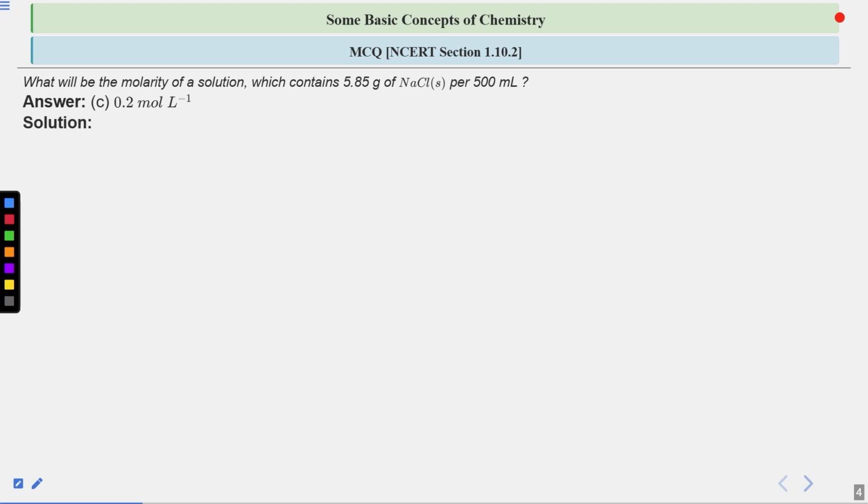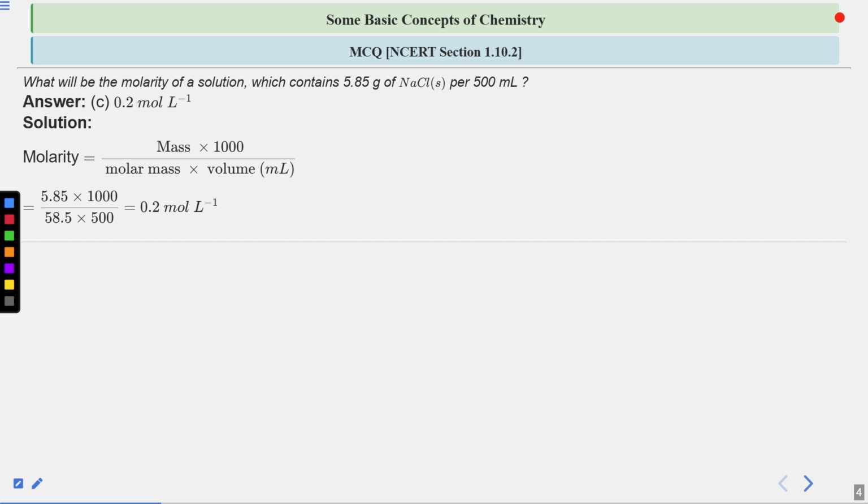Now, how we'll solve it? What is the formula for molarity? It is calculated by using the formula which is given by number of moles divided by volume of solution in liter. So, this is the formula, but the volume of this given solution is given in milliliter. So, we have to divide this volume by 1000 to convert it into liter. How do we calculate the number of moles of the NaCl? So, it will be simply given mass divided by the molar mass. If you put all the values, you will get 0.2 mole per liter as the correct answer.